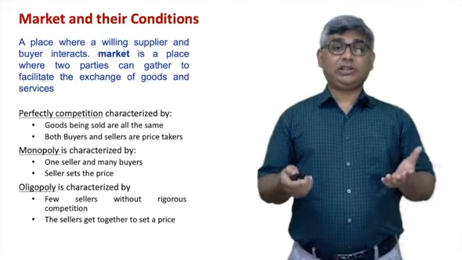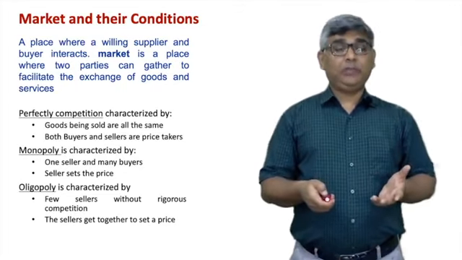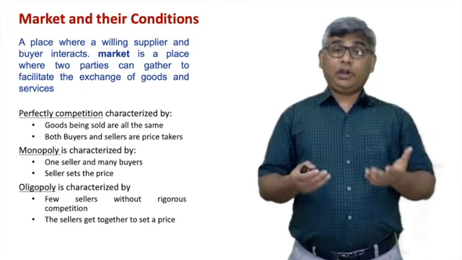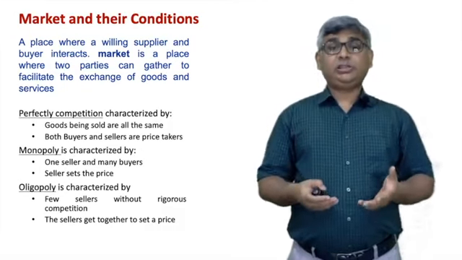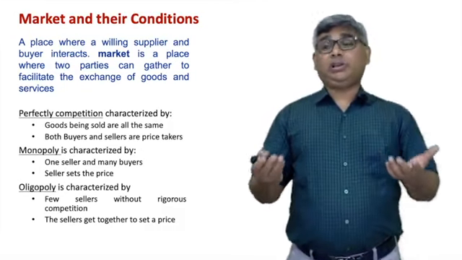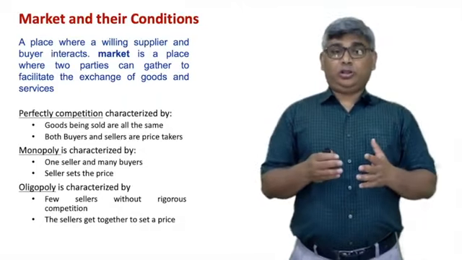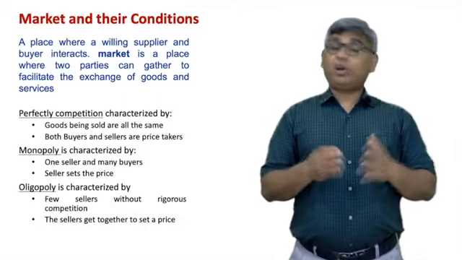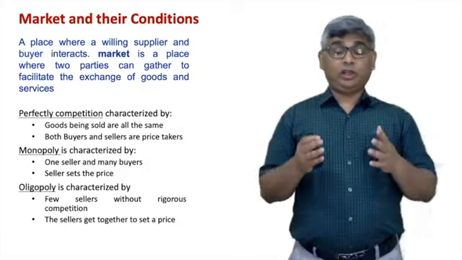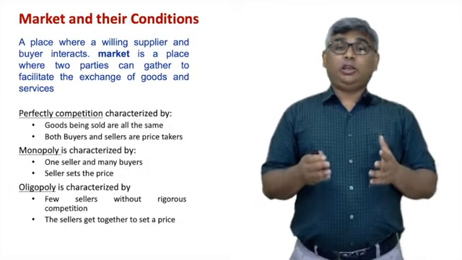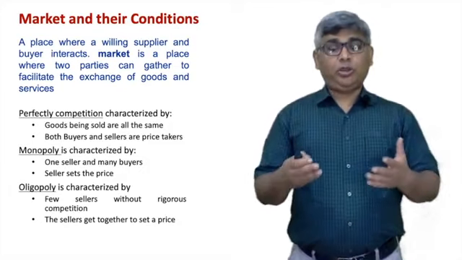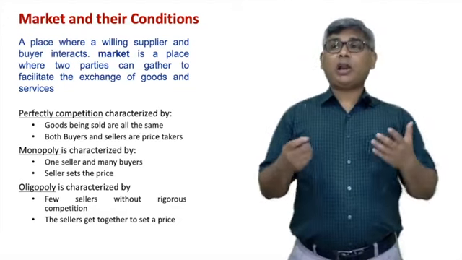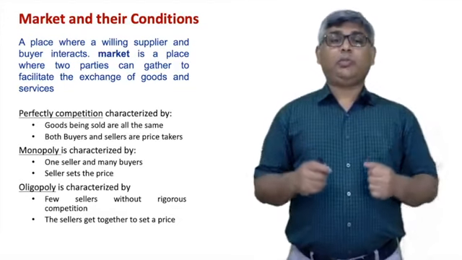Its characteristics are one seller and many buyers. And the main difficulty with this kind of situation is that the seller sets the price. The buyer does not have any control over the price because no second option is available to him or her. That kind of market is known as a monopolistic market.